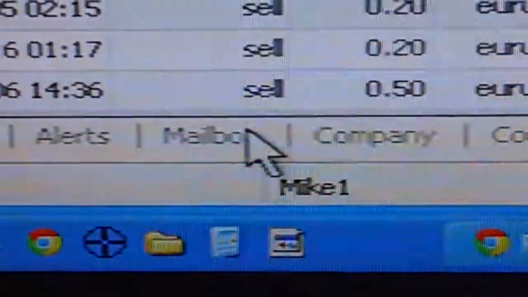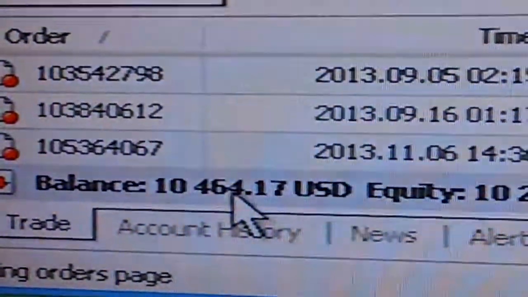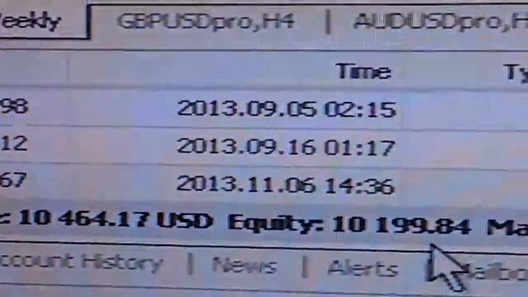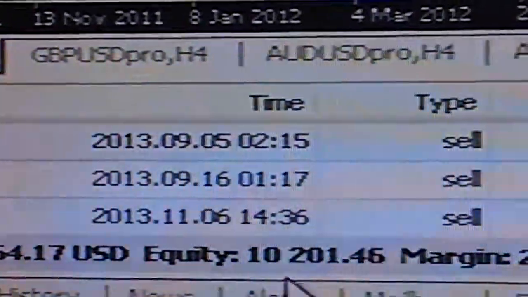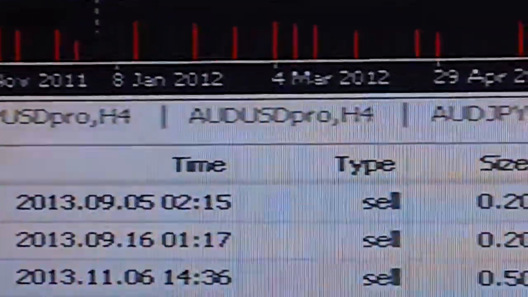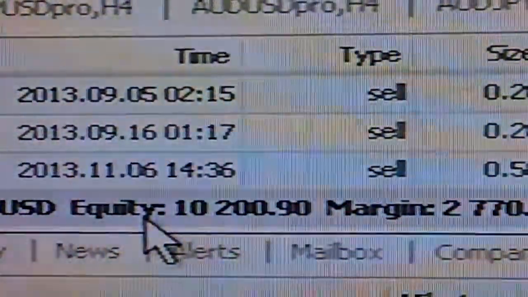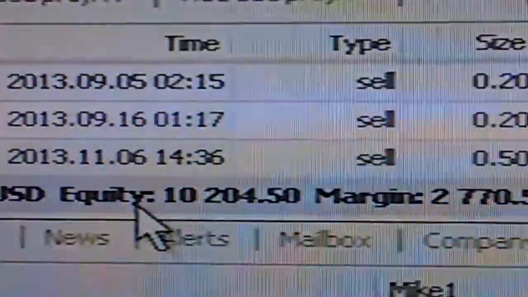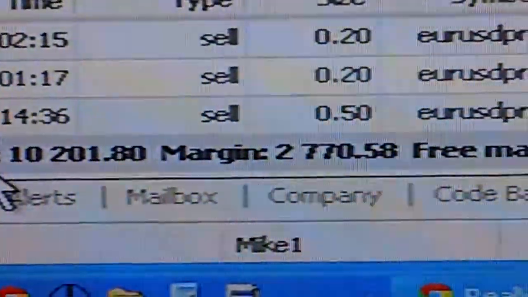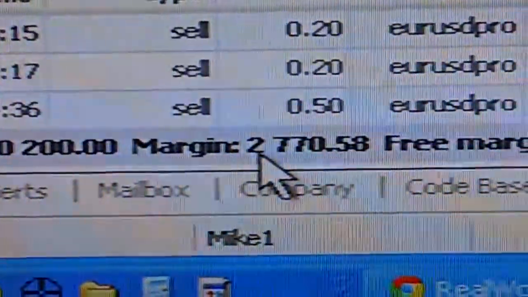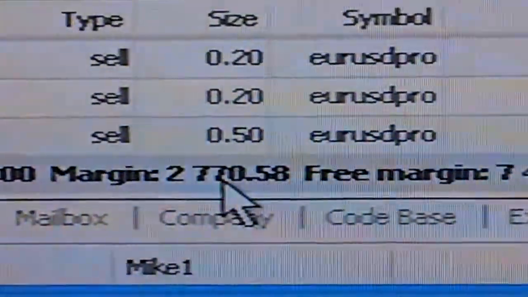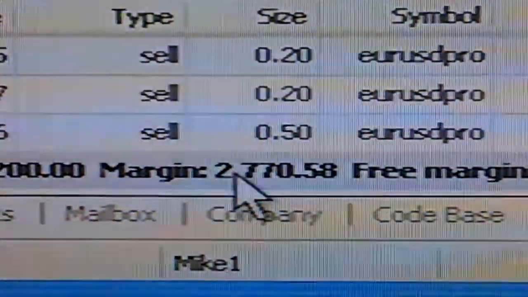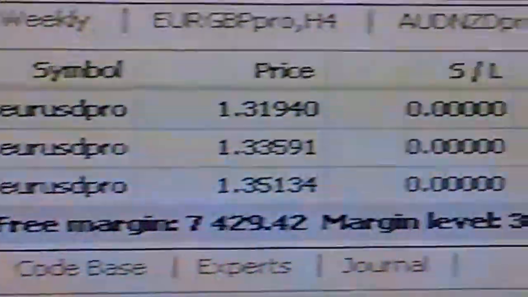Right now I'm up on money. If I close out all my trades, you can see here I've got 10,464 as a balance. I started with 10,000. If I cashed out right now, even at a loss on a couple trades, I'm still ahead $200 because it's a demo account. And my equity at this time is if I cashed out right at this minute. So I'm not going to lose any money right now. The margin is how much I've actually spent to secure this. I've secured all these trades with $2,770.